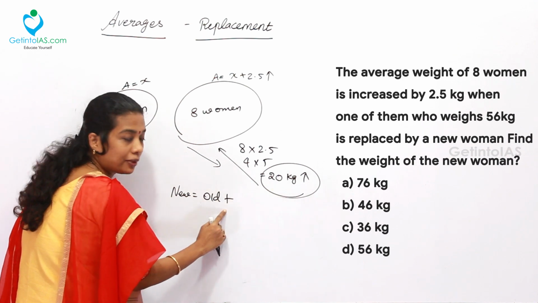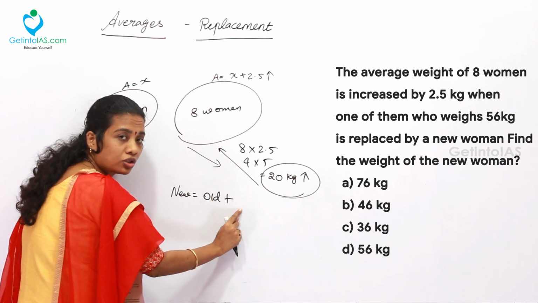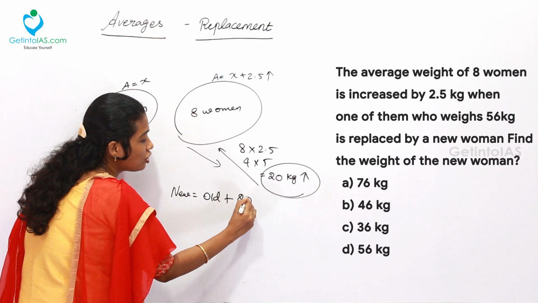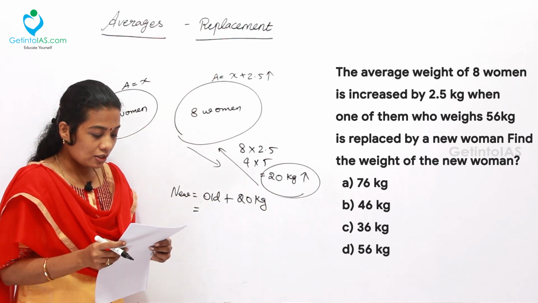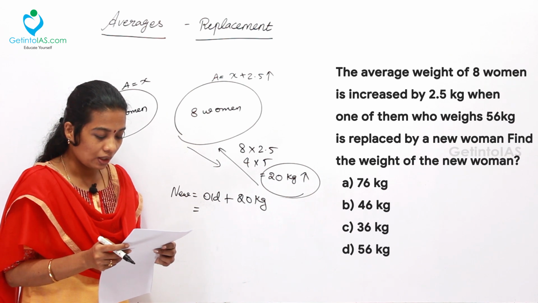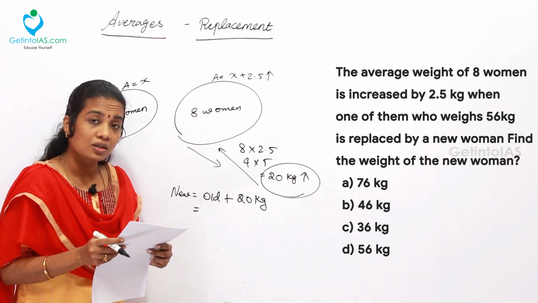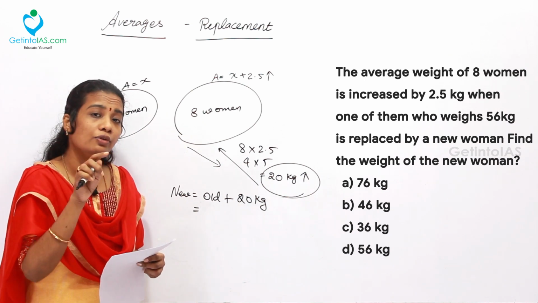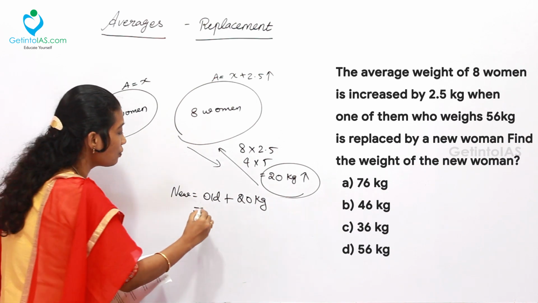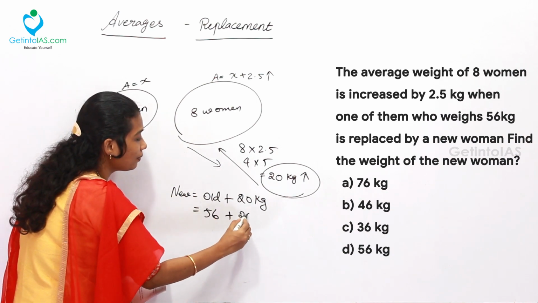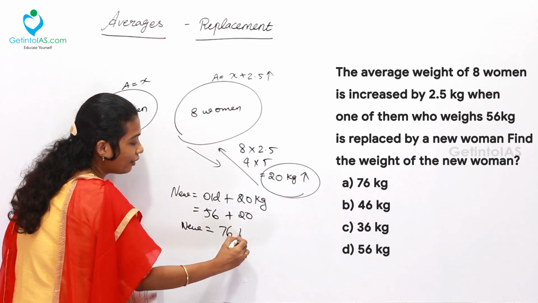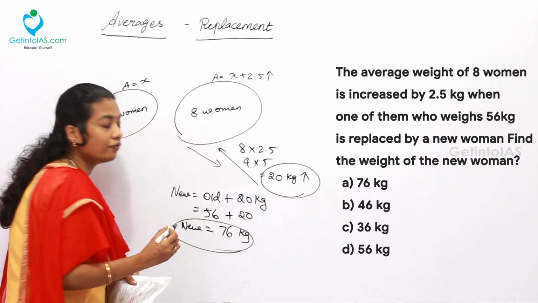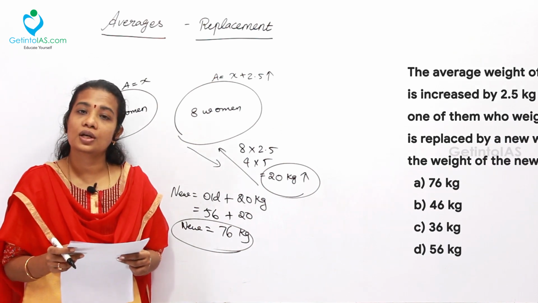If it is increase means plus. If it is decrease means you want to subtract the value. Here 20 kg is to be added with the weight of the old woman. So what is the old woman's weight, which is given? 56 kg. So is replaced. The keyword denotes the old woman. Old woman is 56. New will become additional 20. What is the weight of the new woman? 76 kg, and which is the answer given in option A.